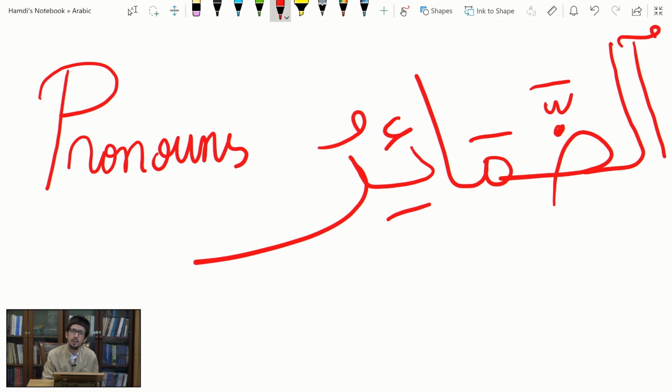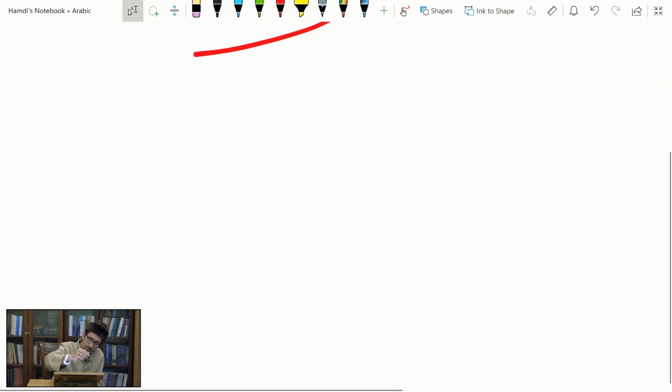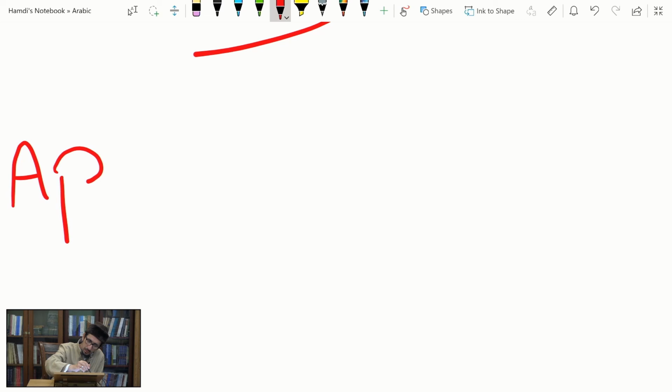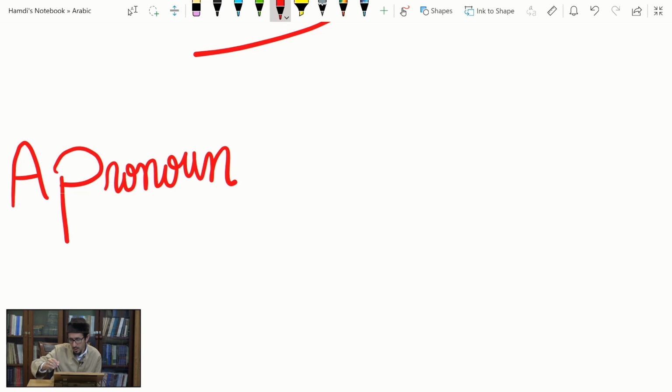الضمائر. So that's the plural. Now, pronouns, or the pronouns it should be, okay? Because it's definite, right? الضمائر, the pronouns. The singular is a pronoun. Let's go for the indefinite. ضمير.